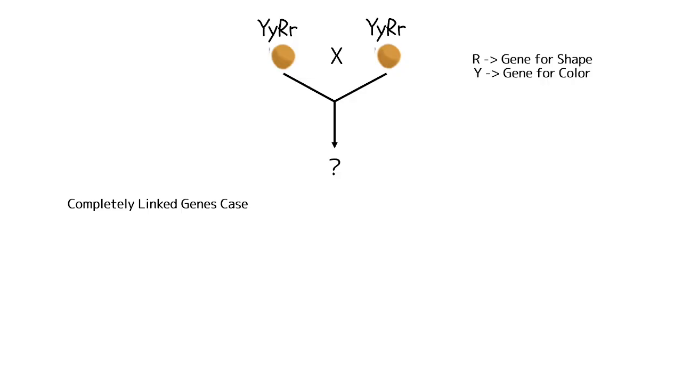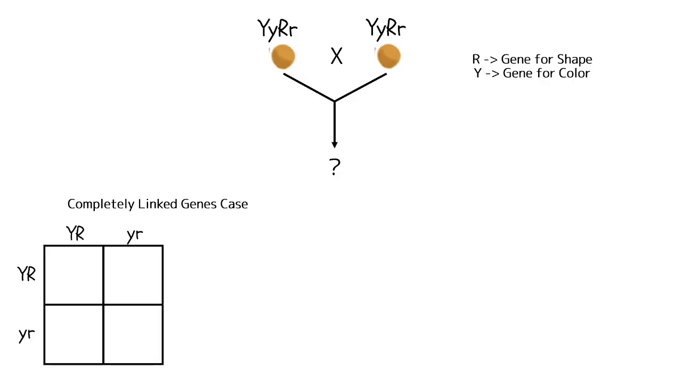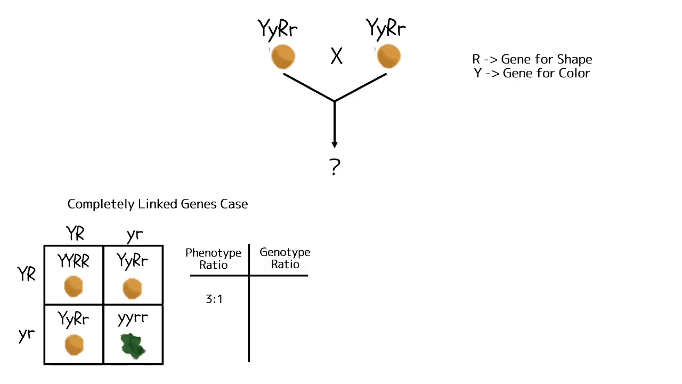So if they are completely linked, so they pass on at the same time, these are the possible gametes we have, because they are maybe on the same chromosome, or they are linked in other ways. And as you can see, these are the only possible variations, and this is the only possible offspring variation. And as you can see, we get a 3:1 phenotype ratio and a 1:2:1 genotype ratio.